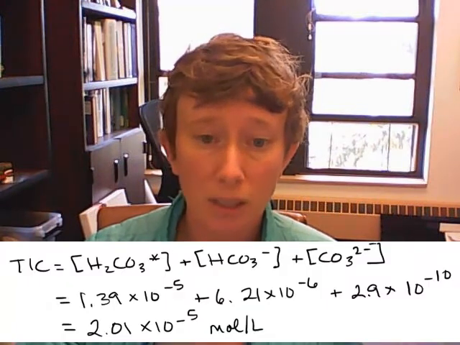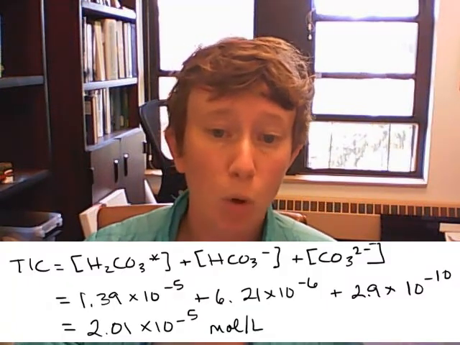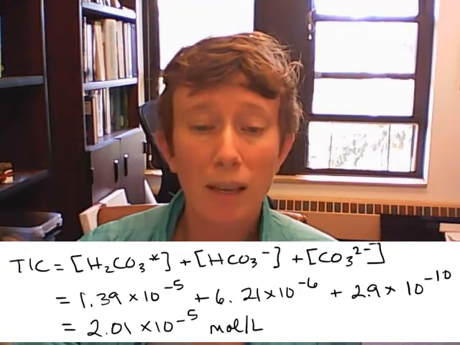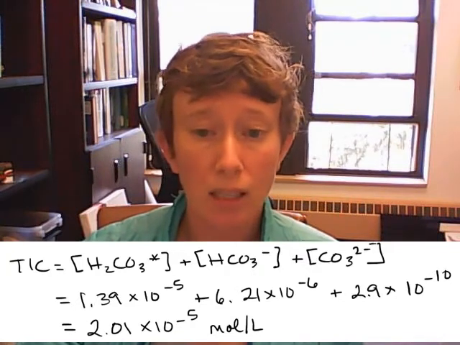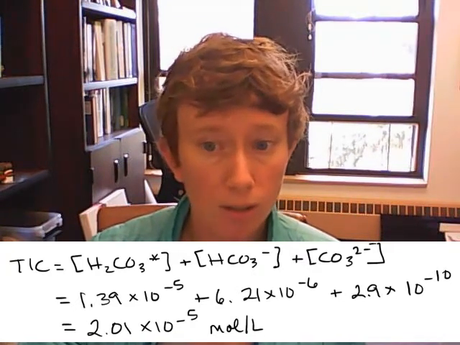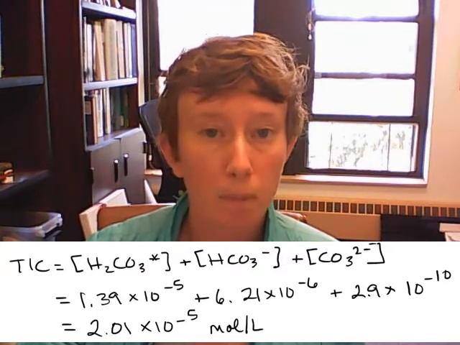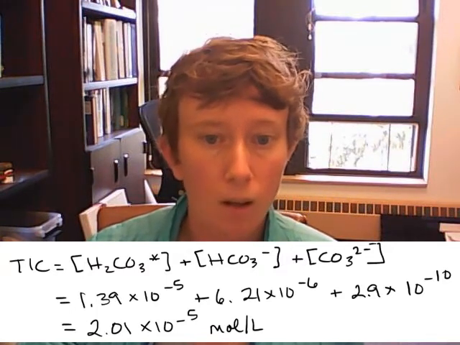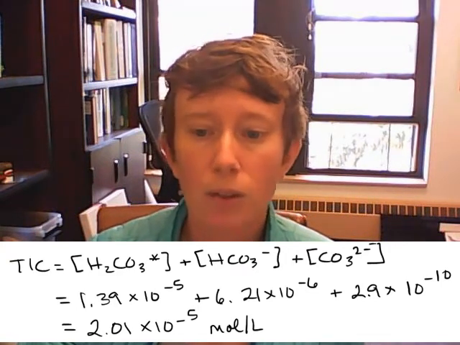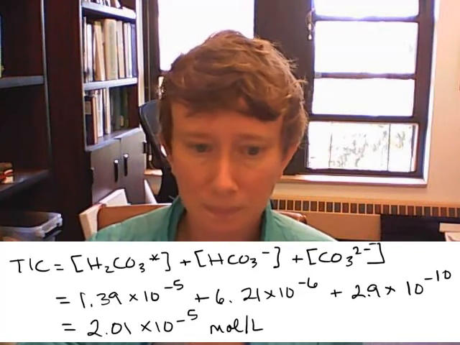And I add all of these together, and I end up with 2.01 times 10 to the negative 5th moles per liter. So if I look at each of the components, I can see that at our pH 6, the TIC is primarily made up of carbonic acid and bicarbonate, with just a very, very tiny amount of carbonate.